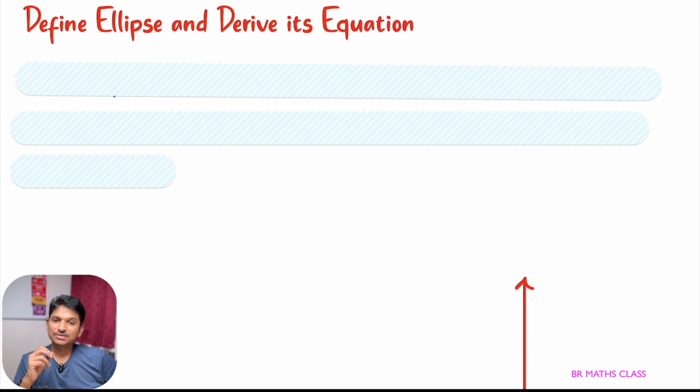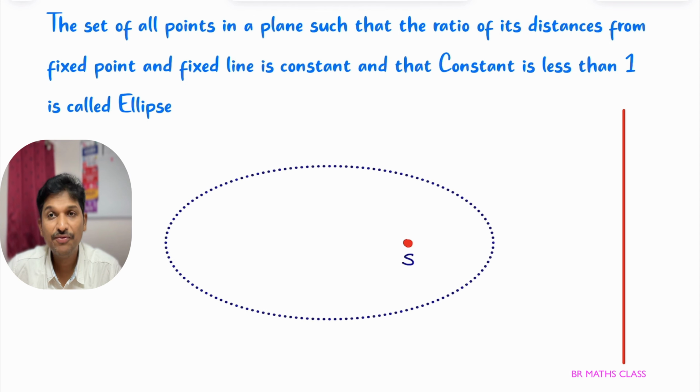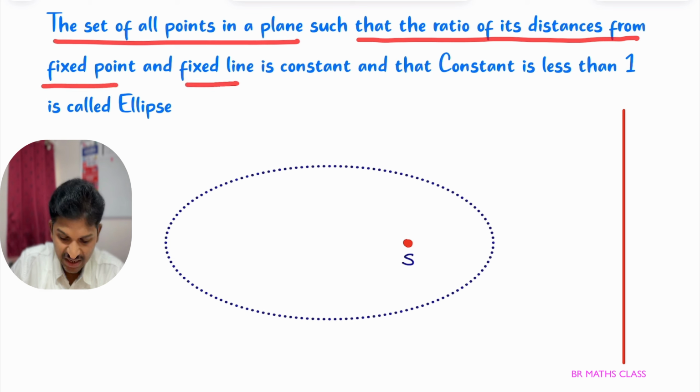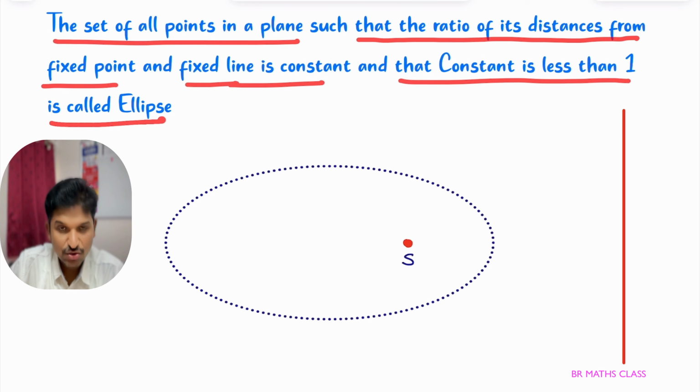In this class, we will learn the definition of ellipse and derive its equation. Many students feel difficult to understand the definition of ellipse. The actual definition is like this. Set of all points in a plane such that the ratio of its distances from a fixed point and a fixed straight line is constant, and that constant ratio is less than 1, is called an ellipse.